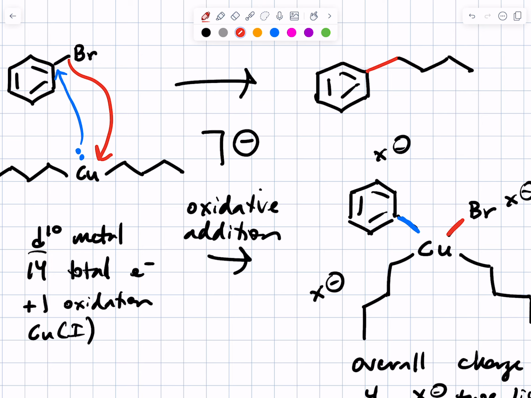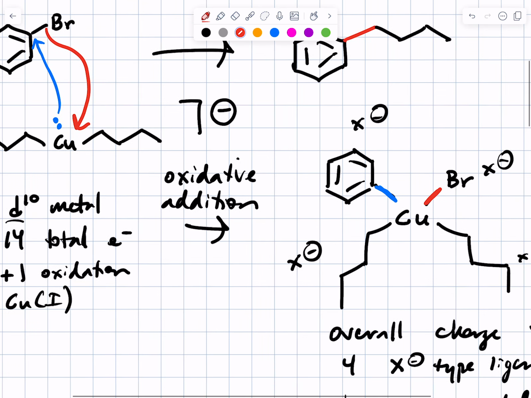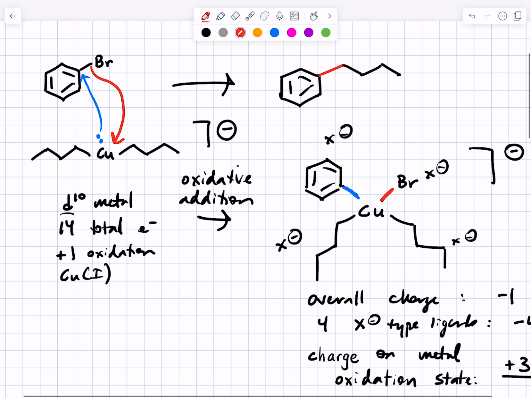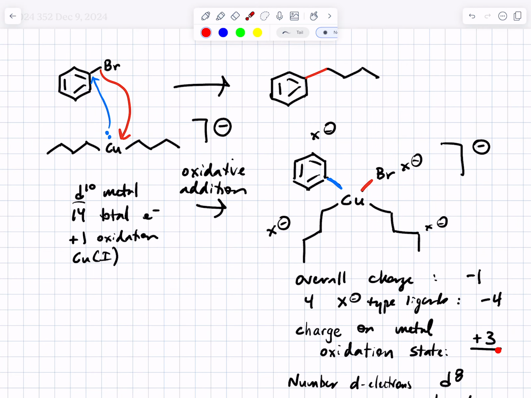So we call this reaction an oxidative addition reaction. It's addition because we added both this carbon and this bromo to the metal. It's oxidative because the oxidation state on copper increased from +1 to +3. Okay, questions about that?